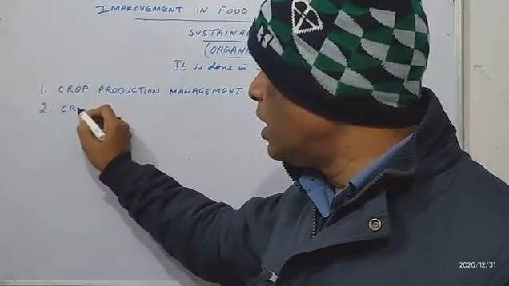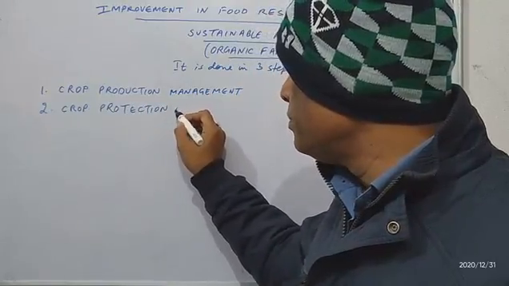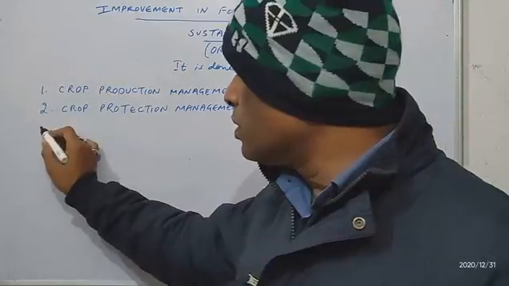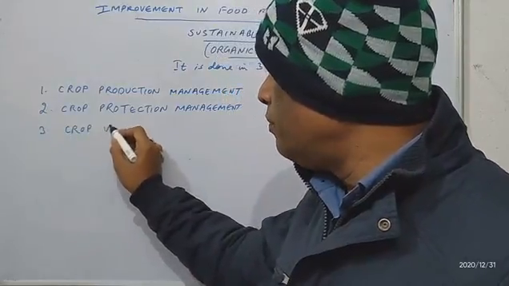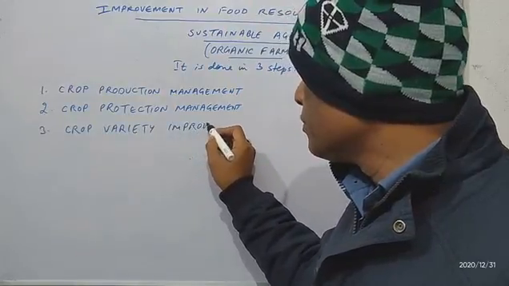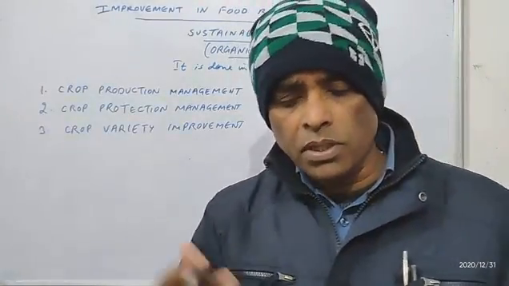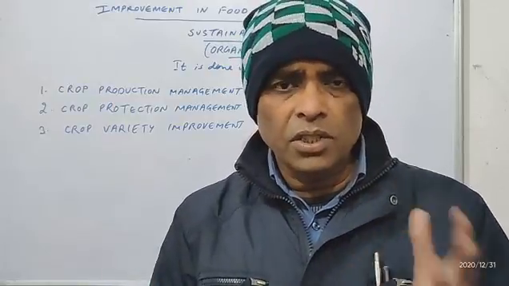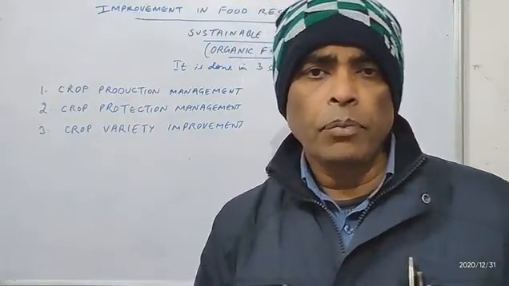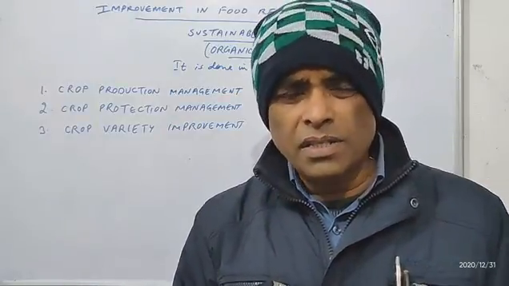The second one is called crop protection management. And of course the third one is called crop variety improvement. It is not that we do it one by one serially, that first we must do crop production. It goes simultaneously together. These are the 3 major steps that we follow for increasing the production without damaging our environment. Protection of environment is the major concern here.